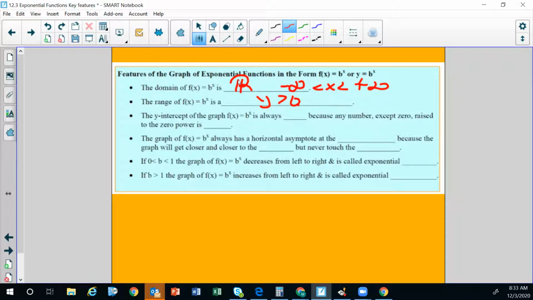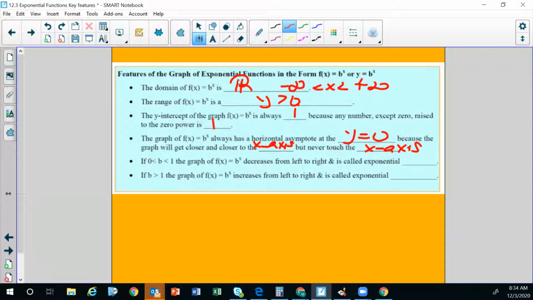Now the y-intercept of the graph, I don't like the way this is worded. The y-intercept of the graph of b to the x is always 1, because any number except 0 raised to the power of 0 is 1. And the graph of f of x equals b to the x always has the horizontal asymptote at y equals 0, because the graph gets closer and closer to the x-axis but never touches it.